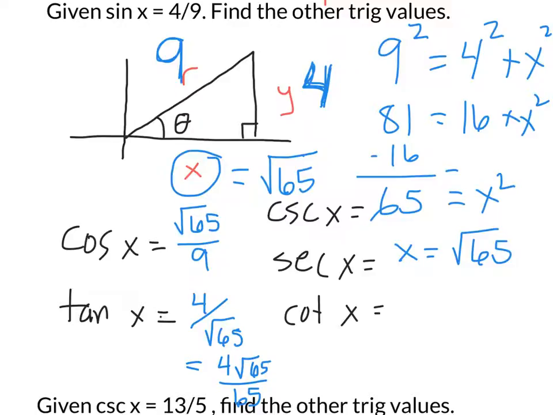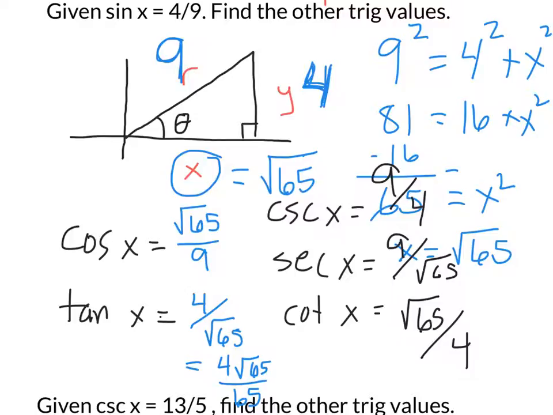Anyway, I guess just use a different color. The cosecant is the inverse of the sine, so that's got to be 9/4. The secant is the inverse of the cosine, so that's 9 over root 65. And the cotangent is the inverse of the tangent, root 65 over 4.